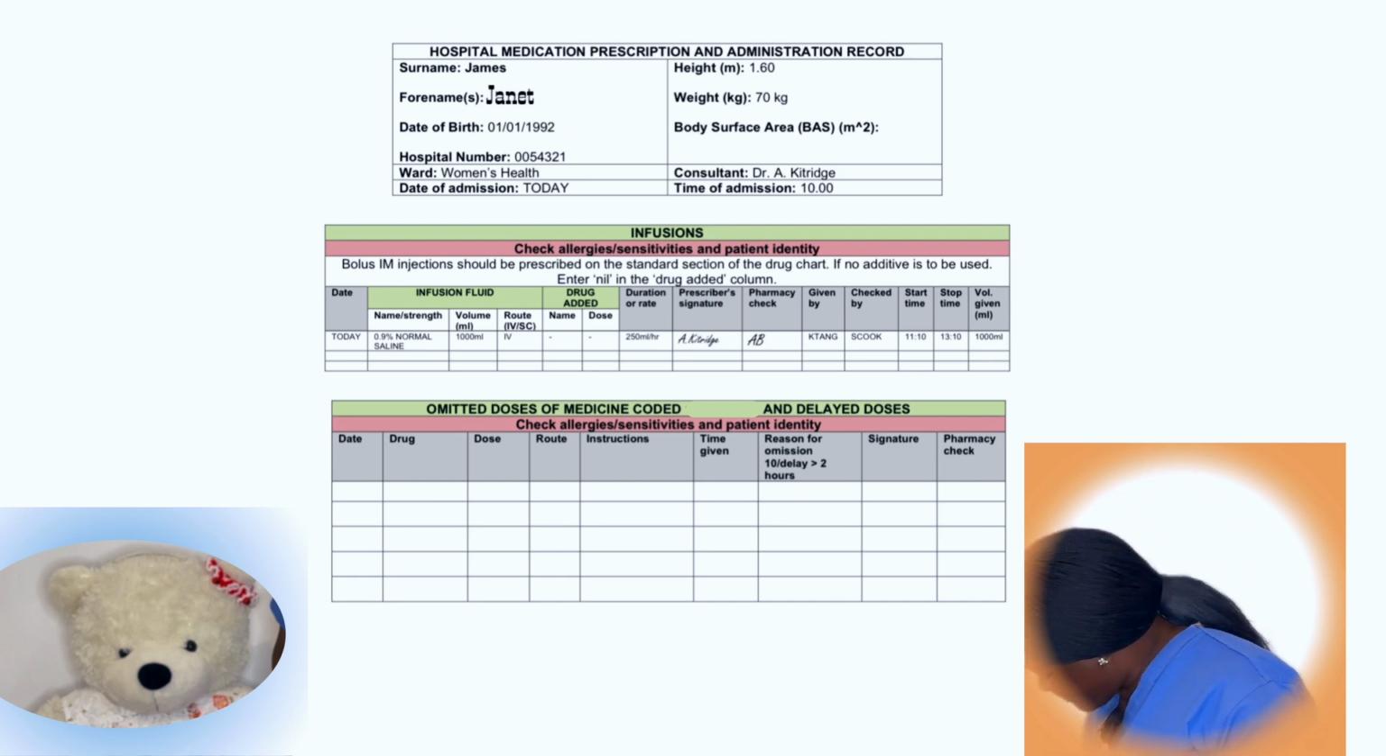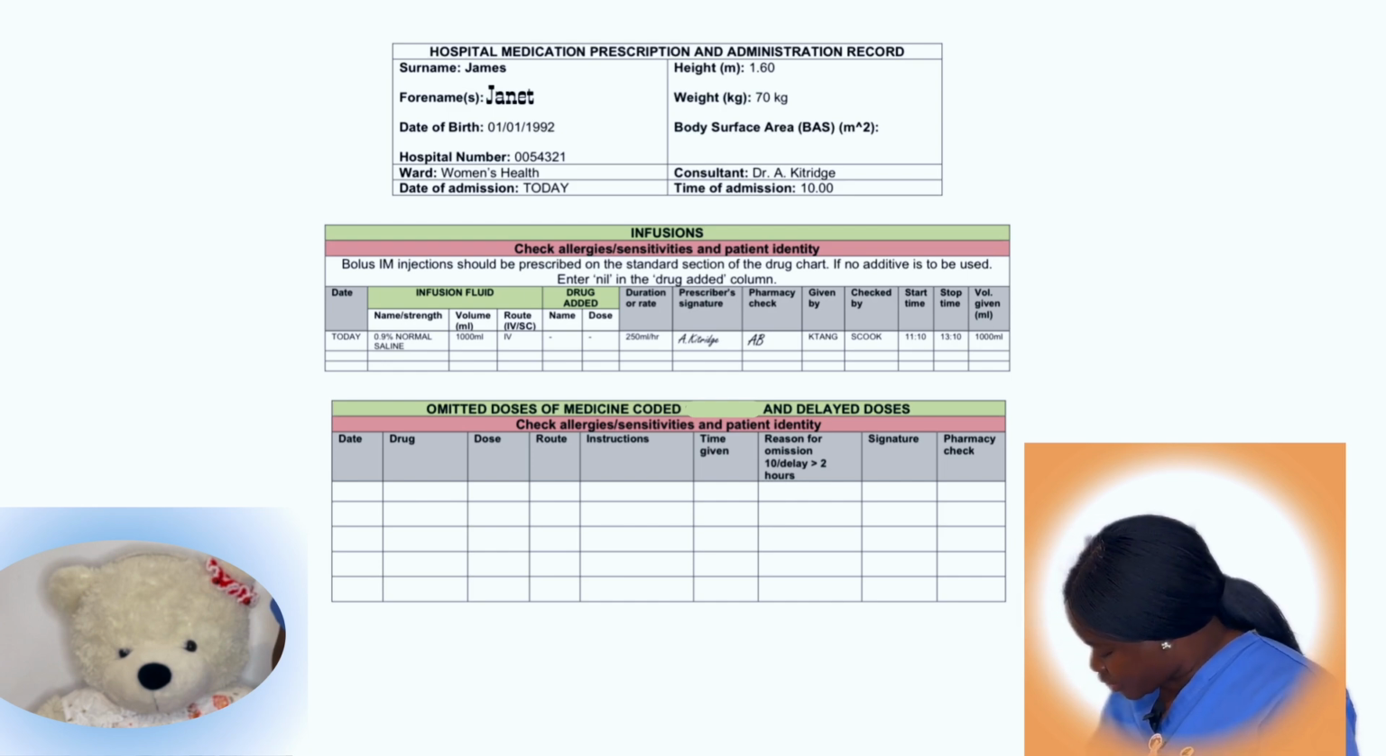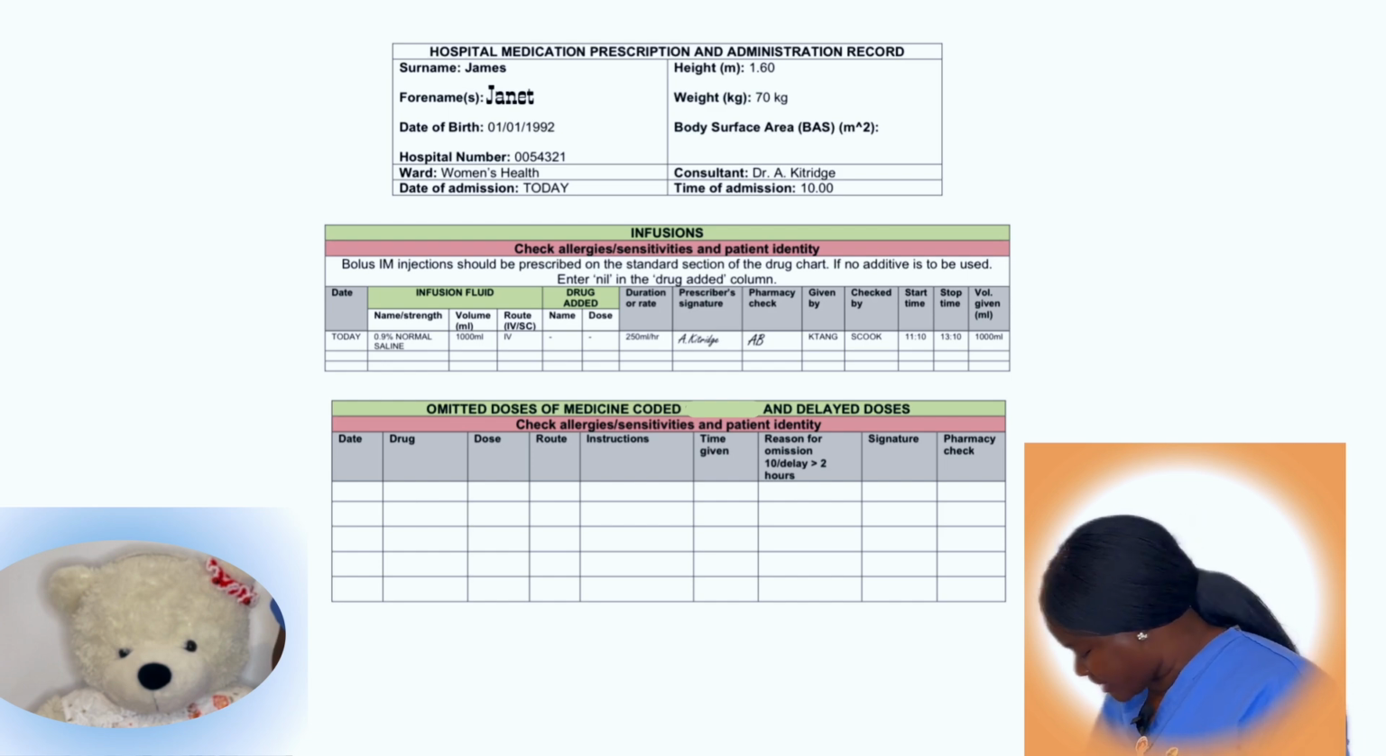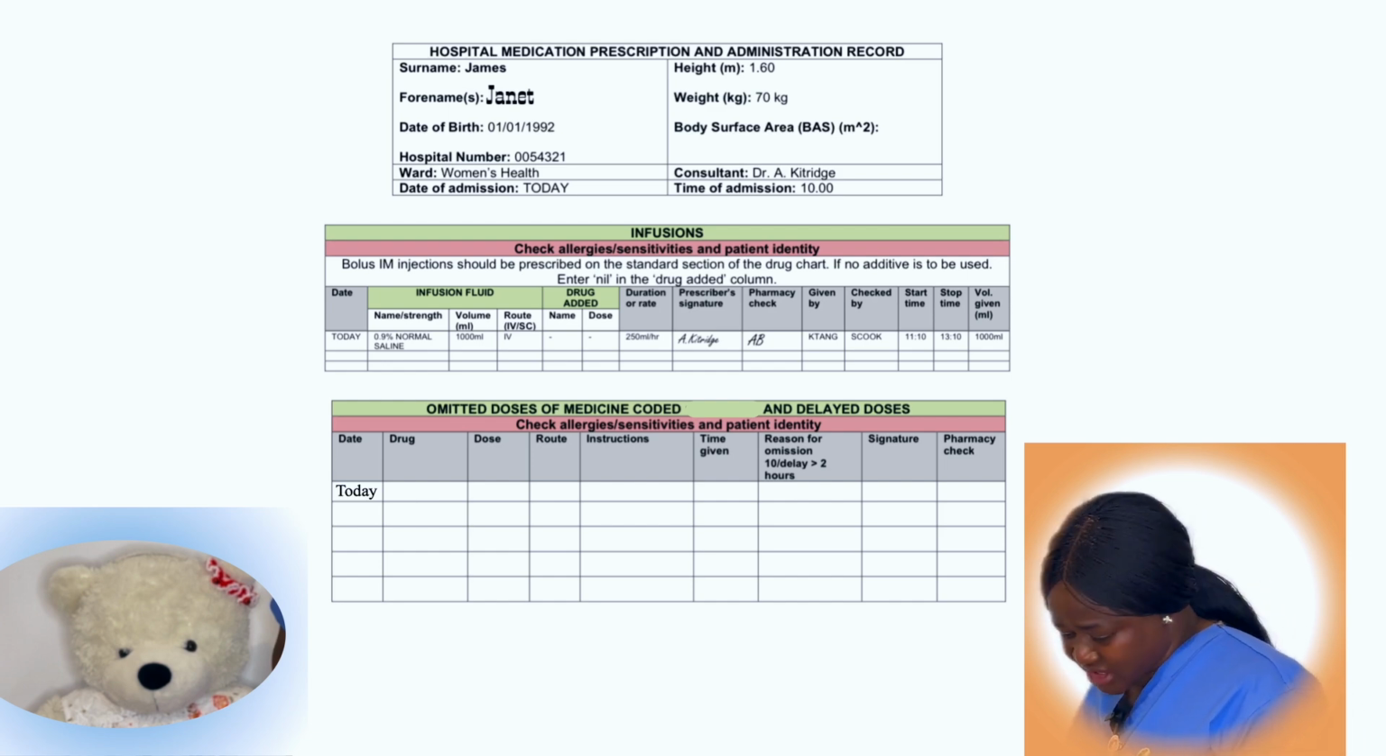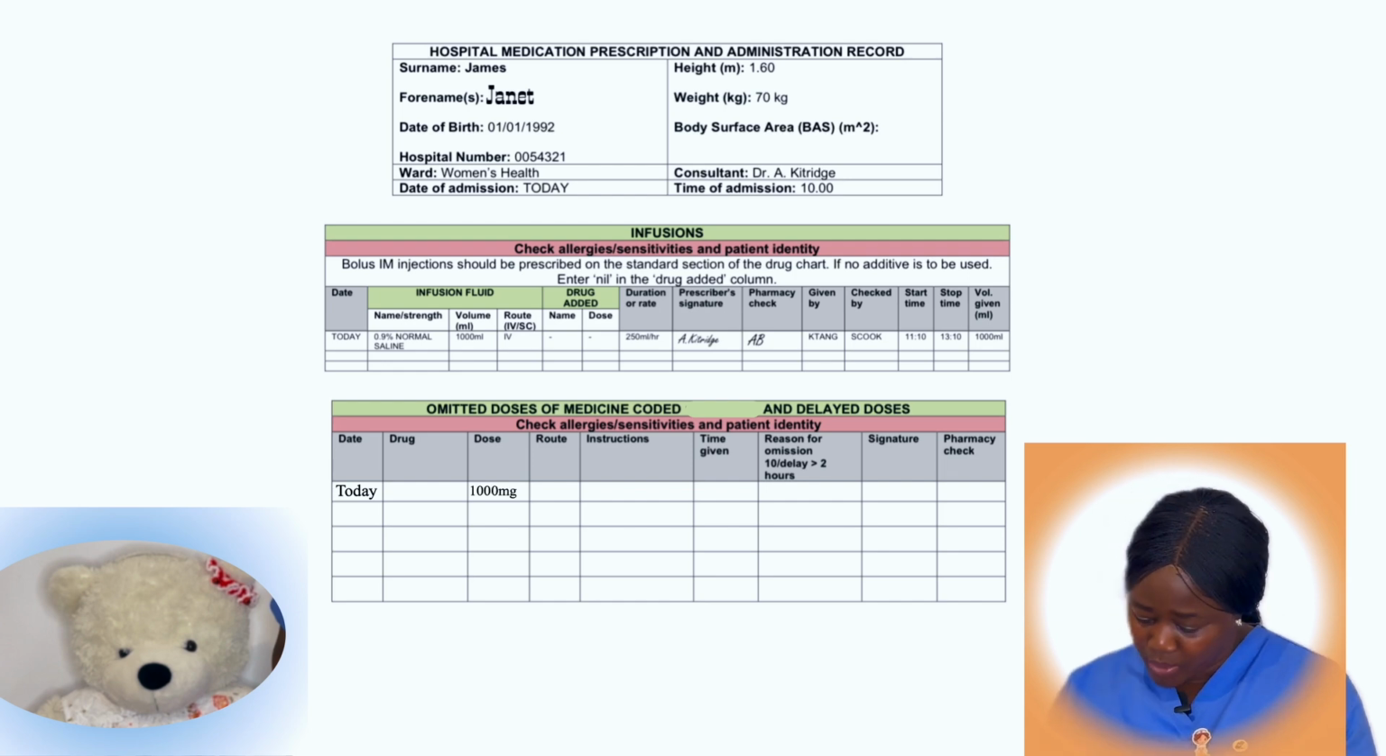Looking at your intravenous site, I can see there's no redness, and it doesn't look swollen. Have you got any pain on the cannula site? No. Okay, wonderful. So I'm happy the site is fine. And that will be all.